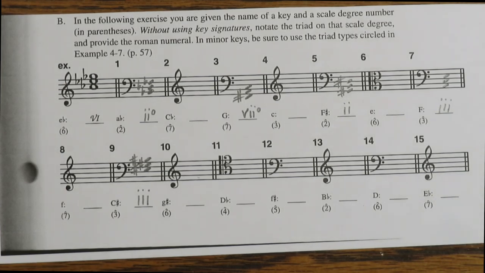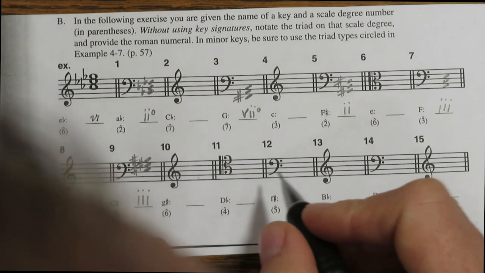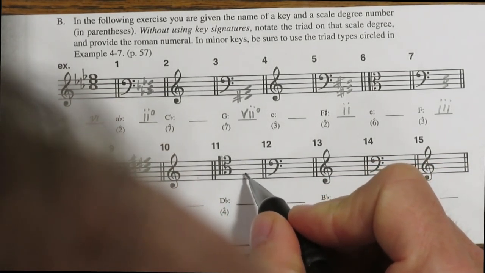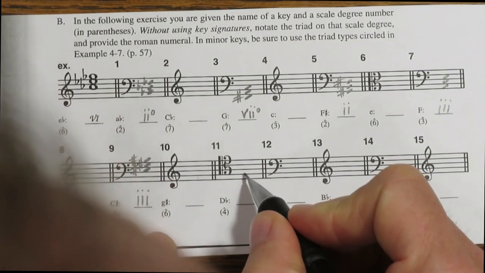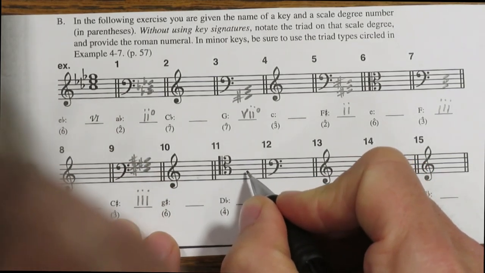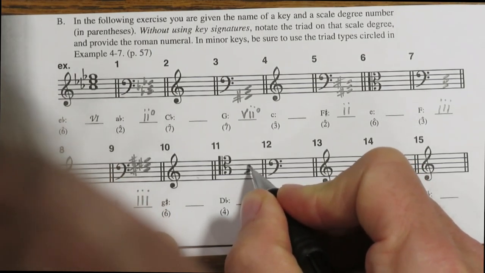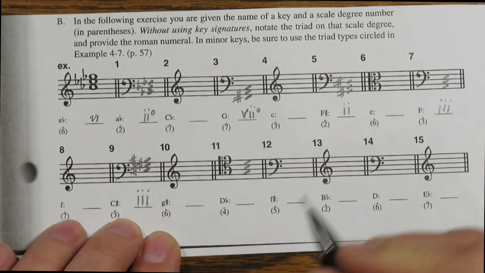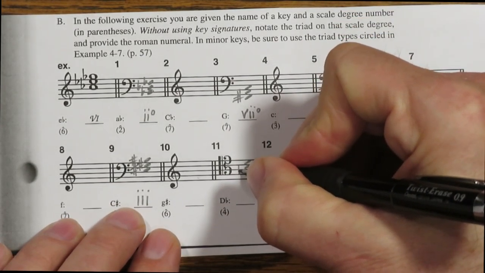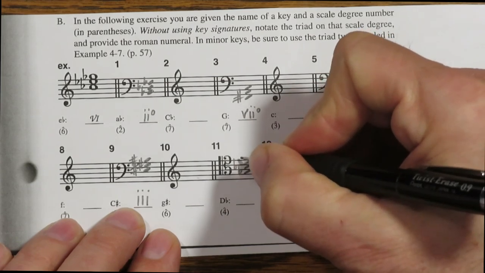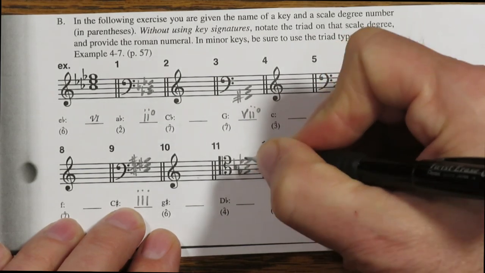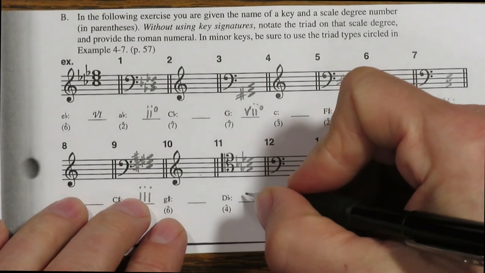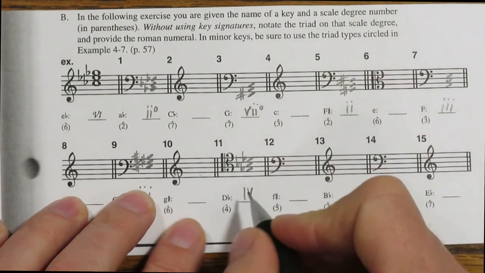So, let's see. Well, if this is C, we've got F, A, C, right? So F, G. Okay. We need G, B, D. Okay. And they're all flatted. G flat, B flat, and D flat. Okay. And that is our major four chord.